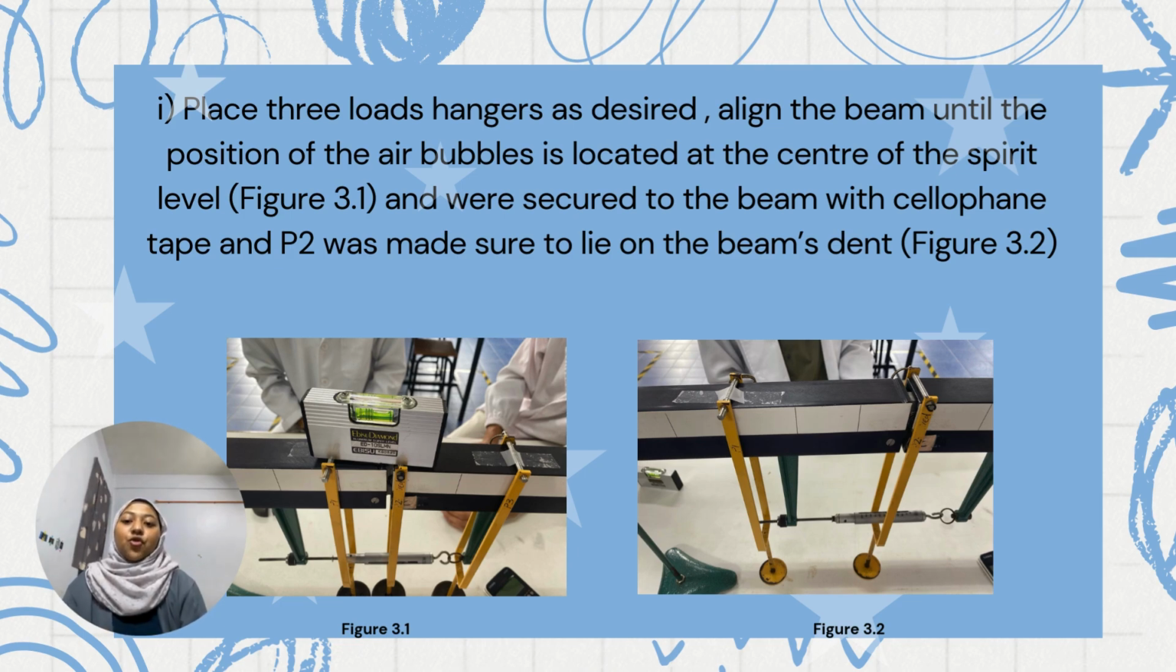So the first thing to do is place 3 load hangers as desired. Align the beam until the position of the air bubbles is located at the center of the spirit level, which is as shown in figure 3.1, and was secured to the beam with cellophane tape, and P2 was made sure to lie on the beam stand as shown in figure 3.2.